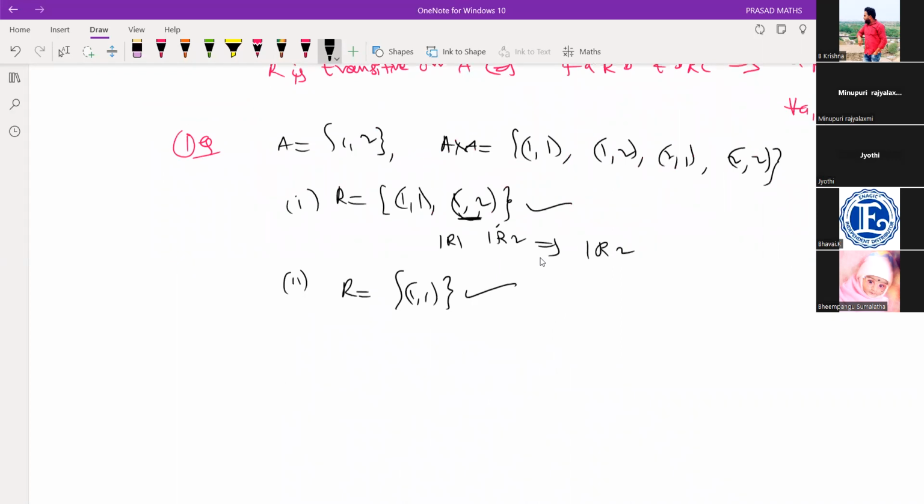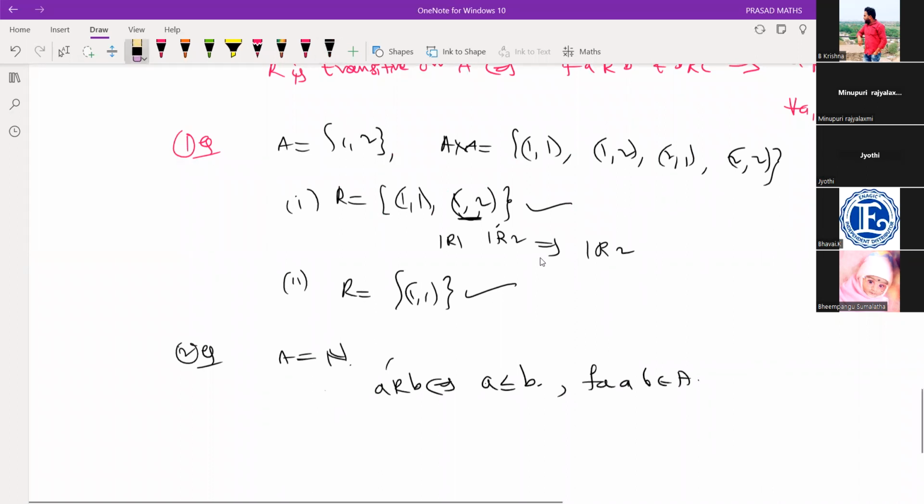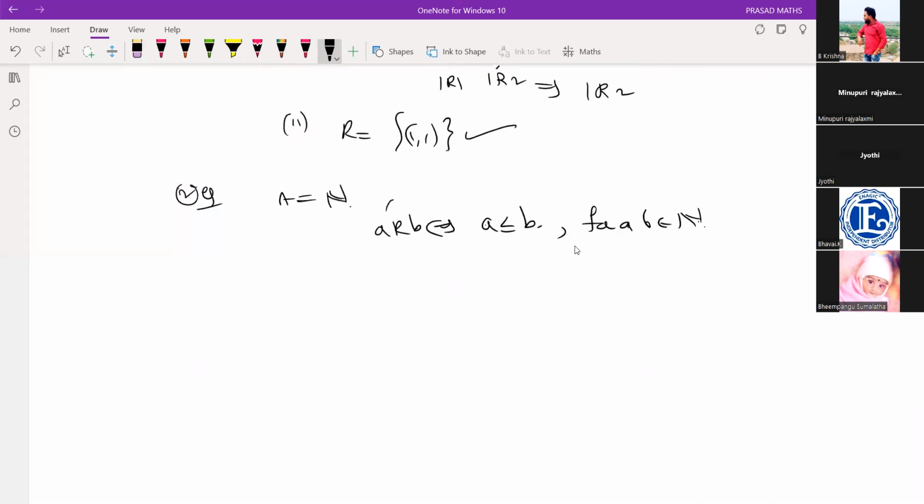Suppose you take this. My set A is, suppose, the natural numbers. Suppose R is my relation, defined like this: A is related to B if and only if A is less than or equal to B, for A, B belonging to A, meaning natural numbers. What is my A? My A is the natural numbers. So the question is, is it reflexive?